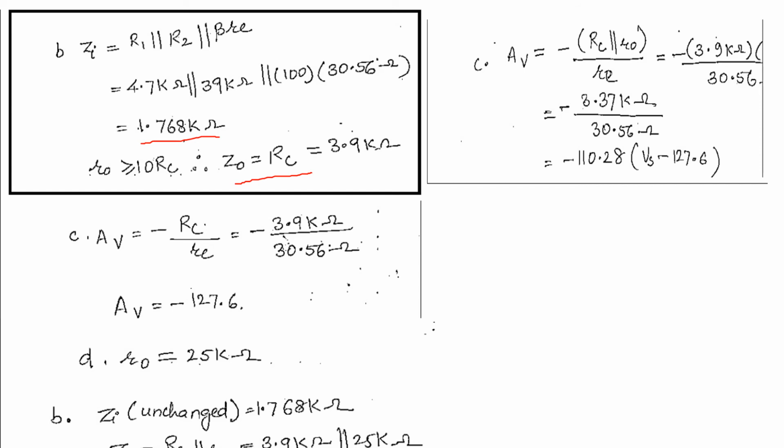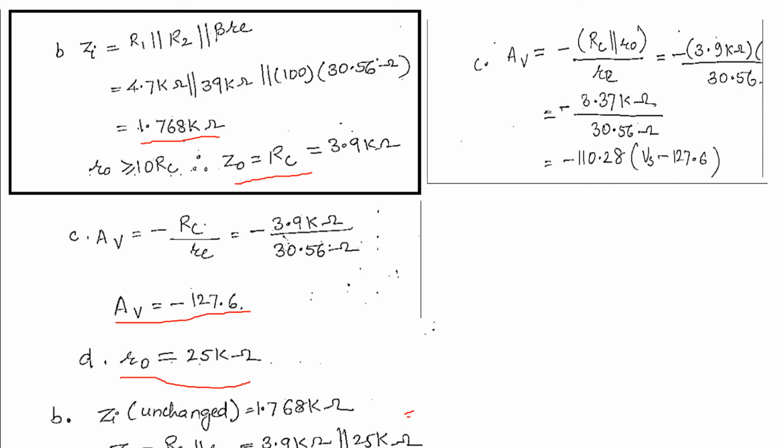So AV is equal to minus Rc upon Re, that is equal to minus 127.6. Now previously here R0 was 50k, now we have reduced it down to 25k. So Zi remains unchanged. Z0 is equal to 3.9 kilo ohms parallel 25 kilo ohms. Substitute this and calculate the value.